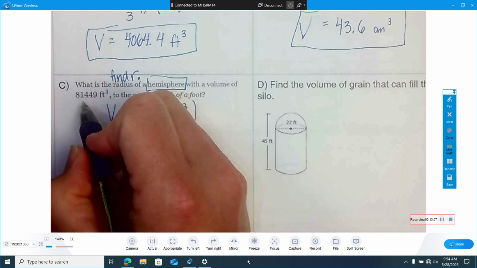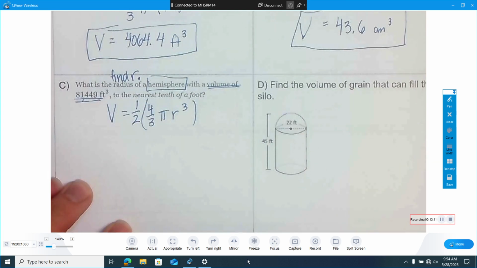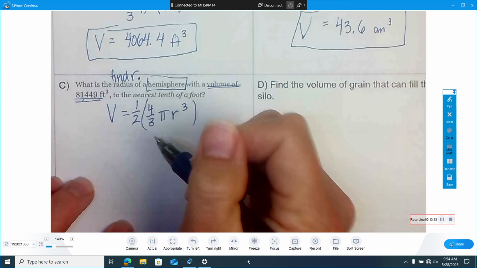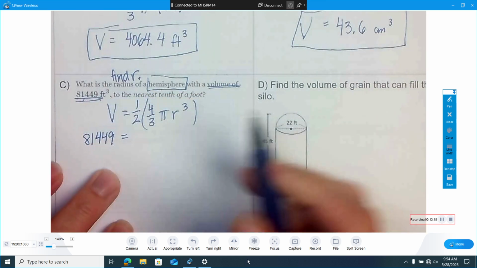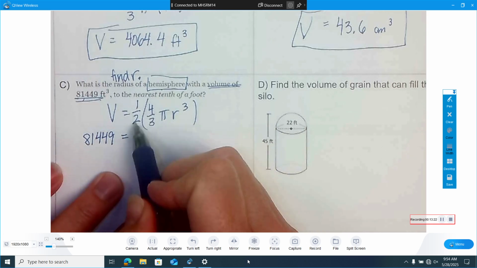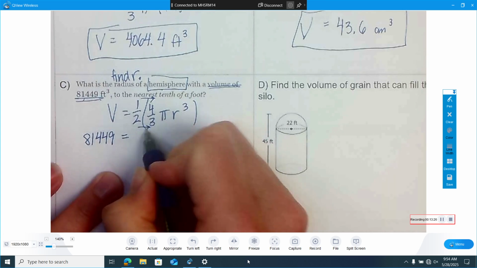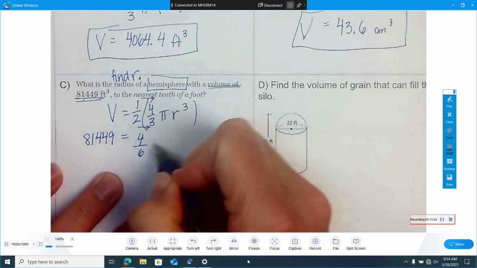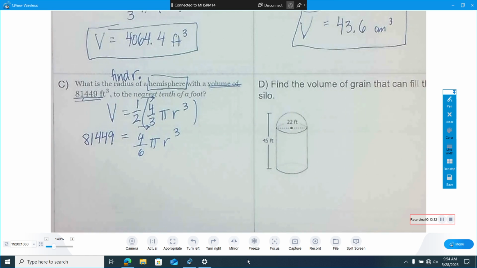The V. Yeah, we have this big number for volume. The volume is 81,449. So that's what we're going to plug in. 81,449 equals, I'm going to clean this up a little bit, 1/2 times 4/3. We just multiply straight across here, and we're going to get 4/6 pi radius cubed. So just to clean that up. All right, now we need to solve, ladies and gentlemen.